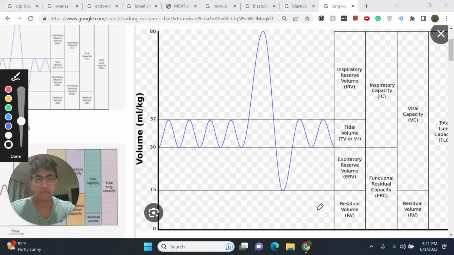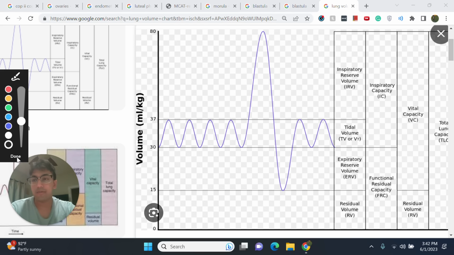Okay? Now we have capacity. So inspiratory capacity is the inspiratory reserve volume plus your tidal volume. Your functional reserve capacity is your expiratory reserve volume plus your residual volume. Your vital capacity is your expiratory reserve volume plus your tidal volume plus your inspiratory reserve volume. And then your total lung capacity is everything, right?